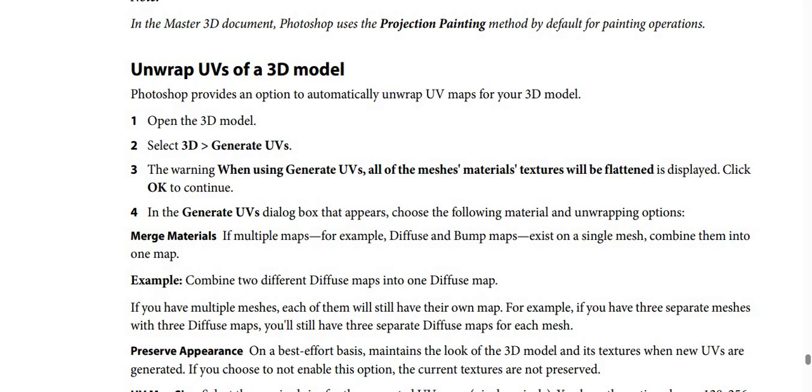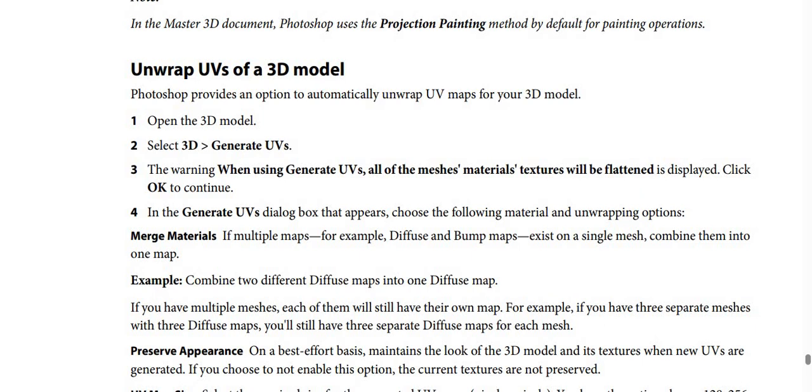We have steps. Step number 1, you should open the 3D model first. Step number 2, you should select 3D, then select generate UVs. Step number 3, the warning when using generate UVs: all of the mesh materials and textures will be flattened, as displayed. Then click OK to continue.